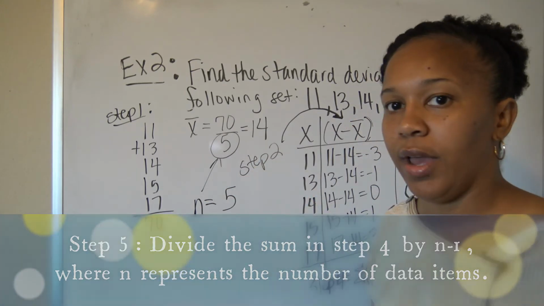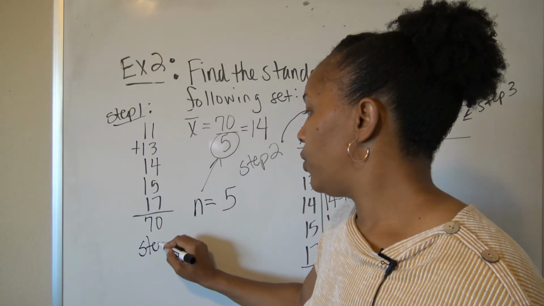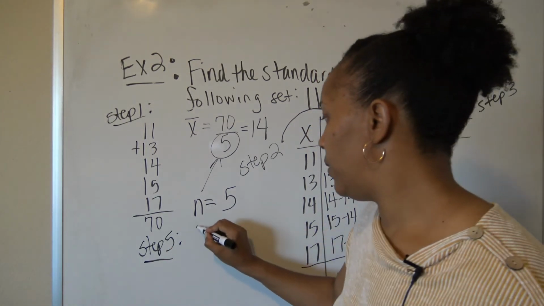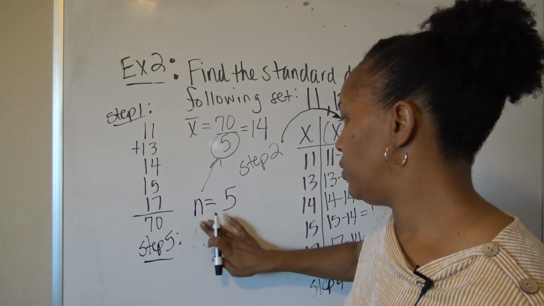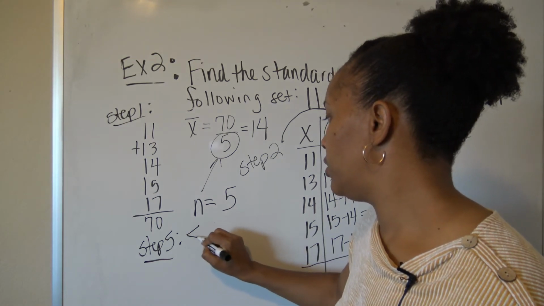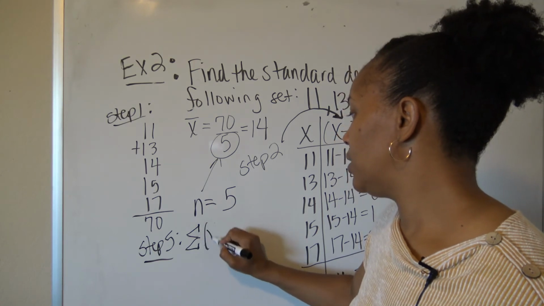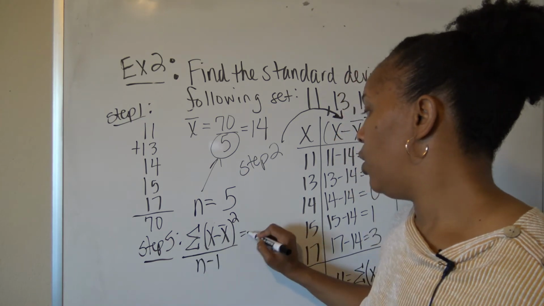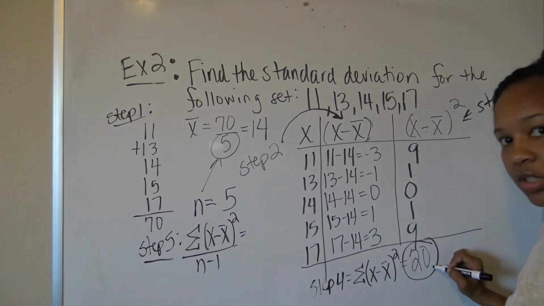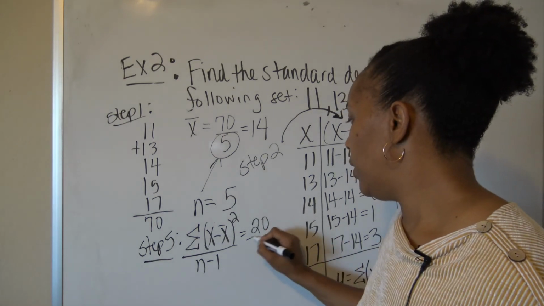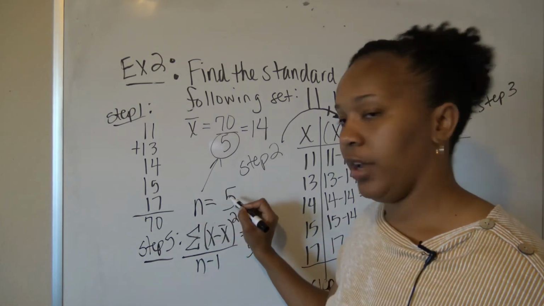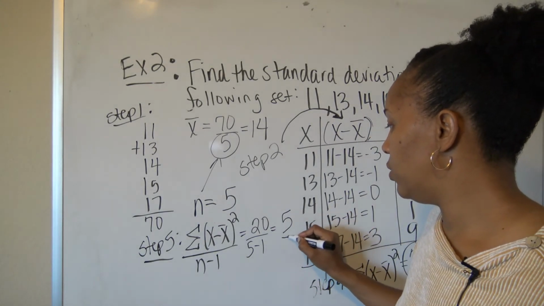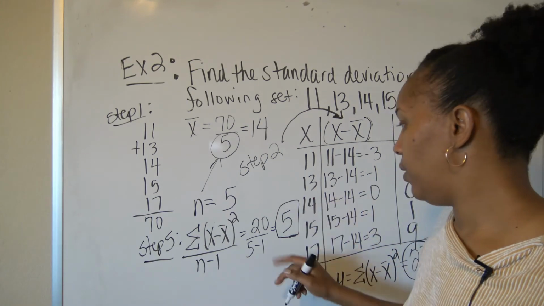That's your n, okay? So for step 5, we want to take this sum that we got here, 20, or let me write it out first. We want to take the sum so you can see where it fits in the formula. We're going to take the sum of the x minus x bar squares and divide it by n minus 1. Well, the sum of the x minus x bar squares is the 20 we got over here. And we want to divide that by 5 minus 1 because our n is 5. 5 minus 1 is 4. 20 divided by 4 is 5. So that's the answer for step 5, okay?